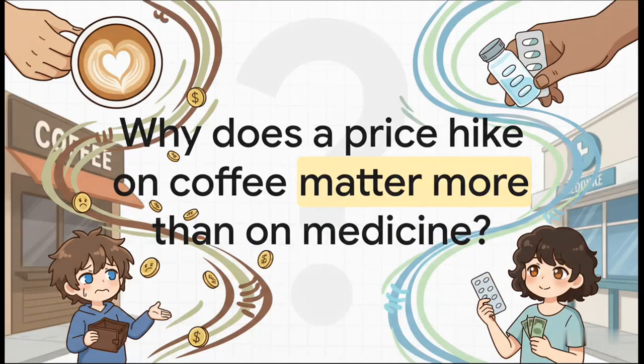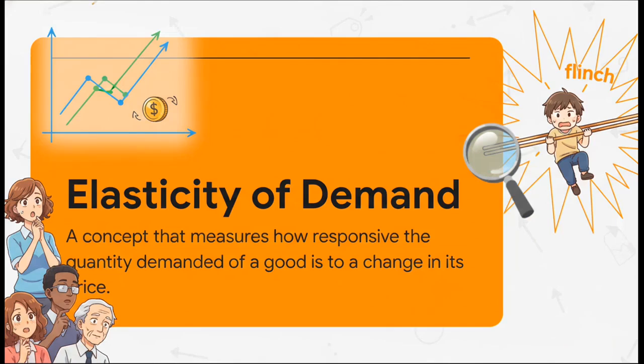I mean, think about it, right? Why is it that a tiny price hike on your coffee makes you think about switching cafes, but a huge price jump on life-saving medicine doesn't change a thing? You'd still pay it. It's kind of weird, isn't it? What is actually going on there? Well, there's a name for this, of course. It's called elasticity of demand.